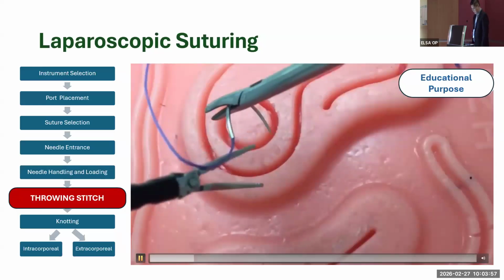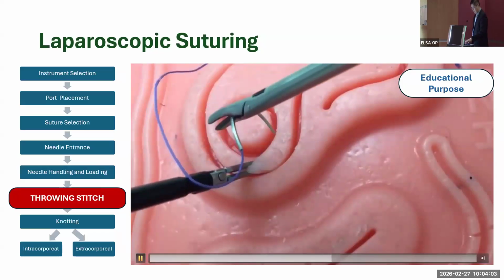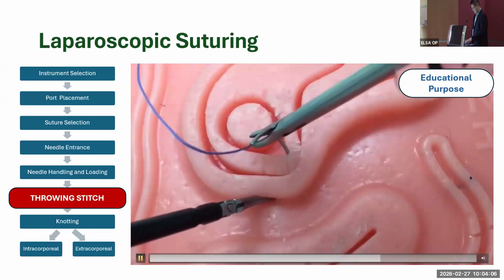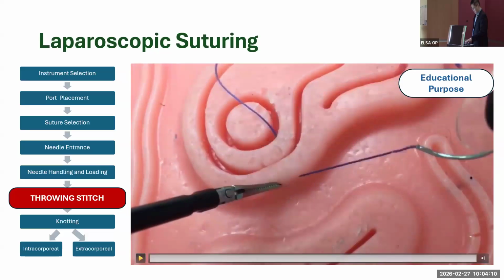Once your needle is loaded, pronate your needle driving hand such that you enter the tissue at a 70-degree angle. Use the curve of the needle in addition to countertraction by your other instrument to guide you through the tissue.